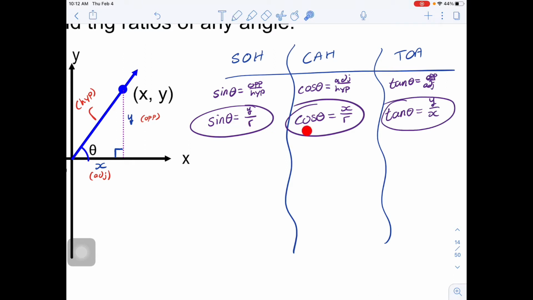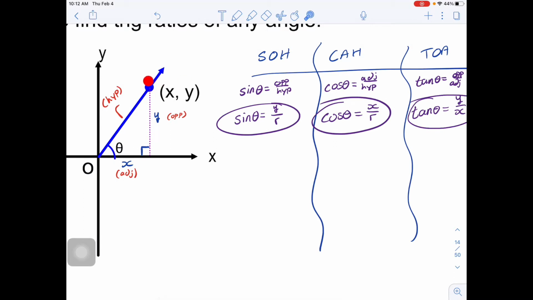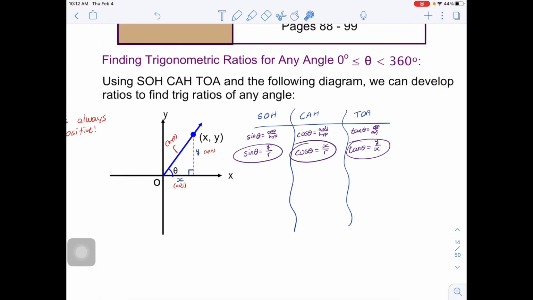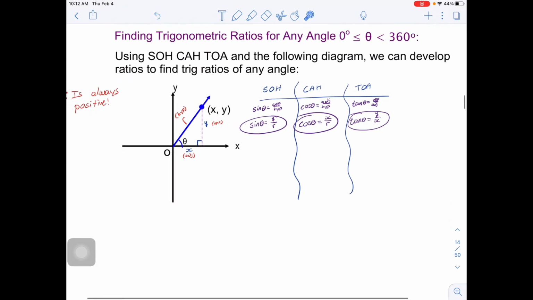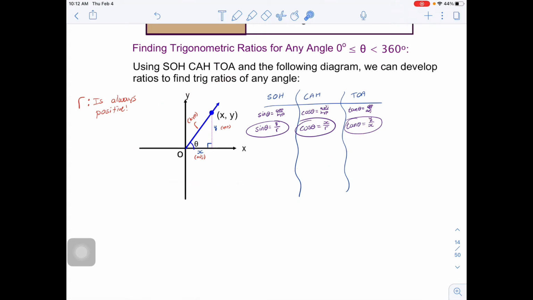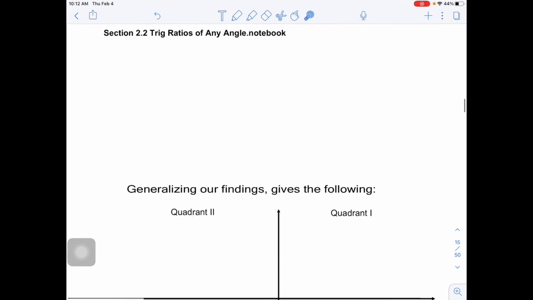This is the way you want to think about and interact with your trig ratios. When you're given a coordinate point, you draw the terminal arm, and now you're talking about your trig ratios, okay? So get used to this. We're going to explore this idea a little bit more moving forward.